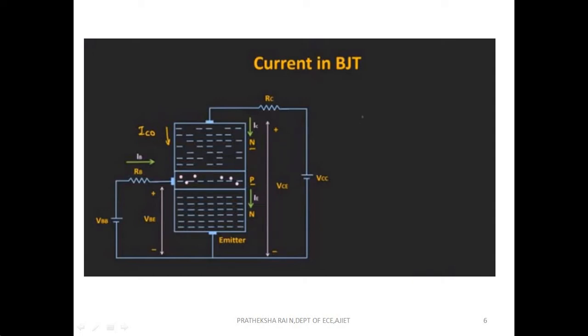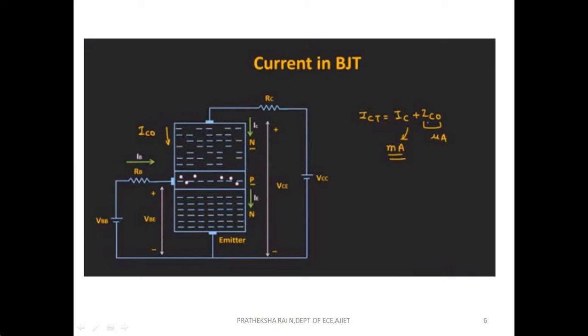So the total collector current ICT will be equal to IC plus ICO, where this ICO is the current due to the minority charge carriers. And typically this current is in the range of microamperes, while this collector current IC is in the range of milliamperes. So this is all about the different types of currents in the BJT.